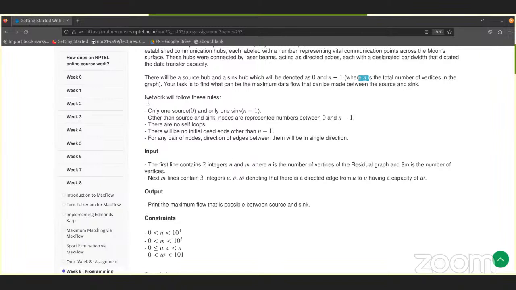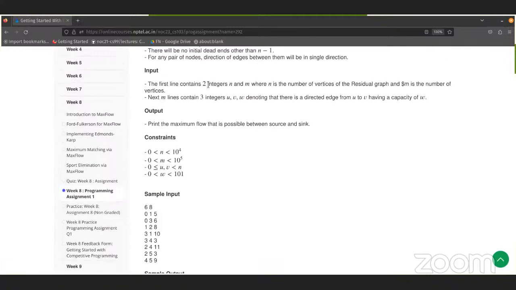So the network will follow this. There will be only one source and one sink. Other than source and sink, nodes are represented by numbers between 0 and n-1. There are no self loops. There will be no initial dead ends other than n-1. For any pair of nodes, the direction of edges between them will be single direction. There is no undirected edge. It's always a directed graph.